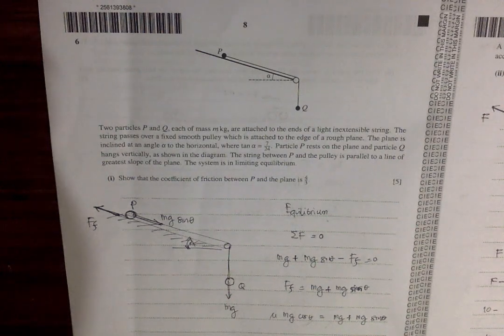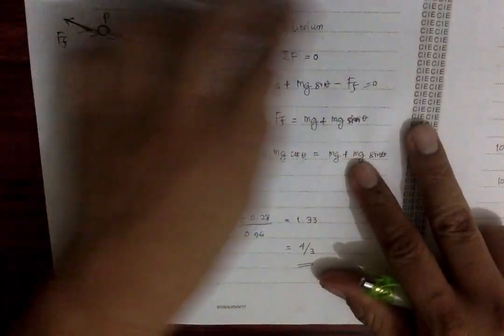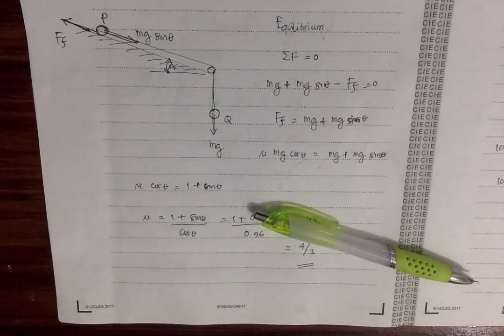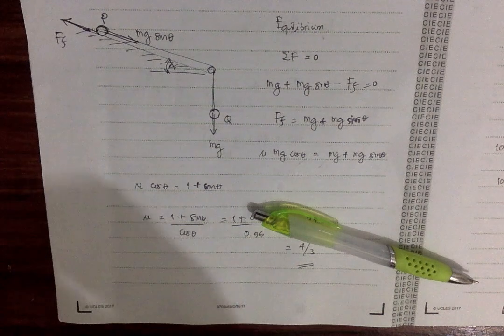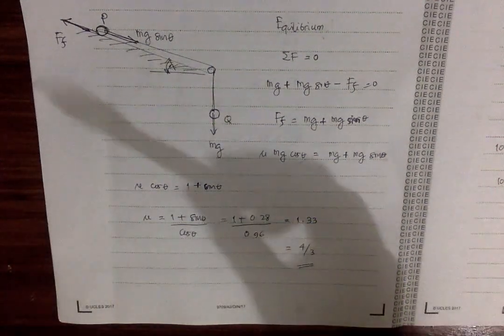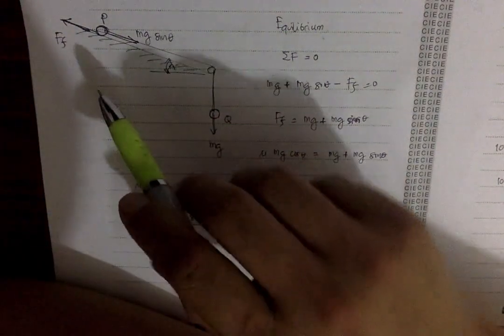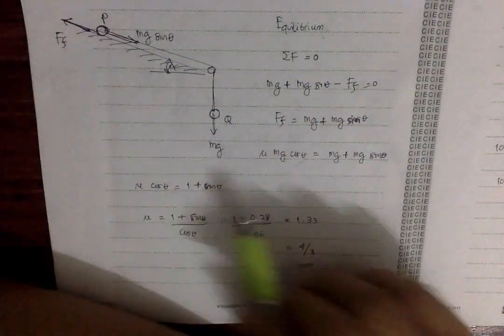Question 1: show that the coefficient of friction between P and the plane is 4 over 3. Now let's look at the diagram of particles P and Q. Particle P is on the sloping plane where the angle is alpha. So we have the forces on P: this is the frictional force, and this is mg sin theta, which comes from splitting mg. And then we have mg for particle Q.